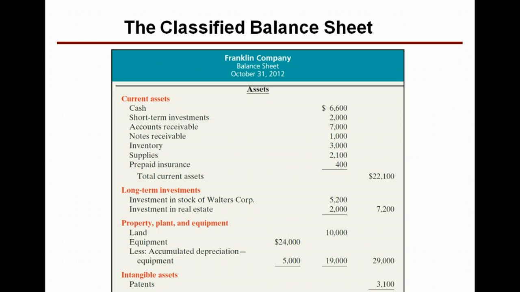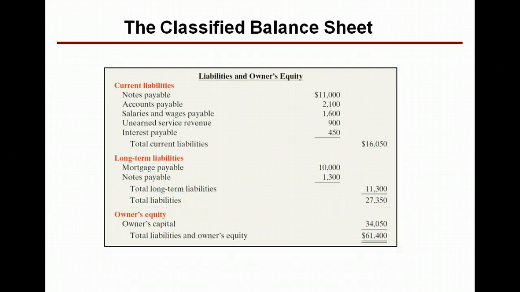Current assets are generally listed in their nearness to cash, which means cash, of course, would come first. So, total assets, $61,400, still needs to equal owners' liabilities and owner's equity. Let's move forward, though, and talk a little bit about what those might look like.